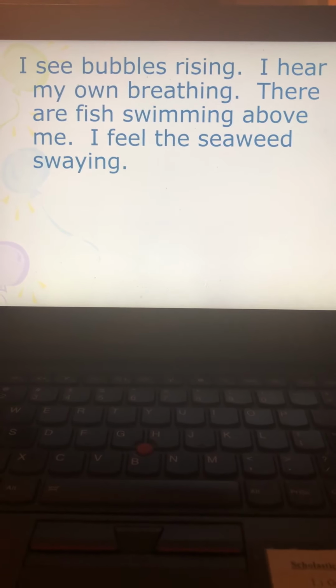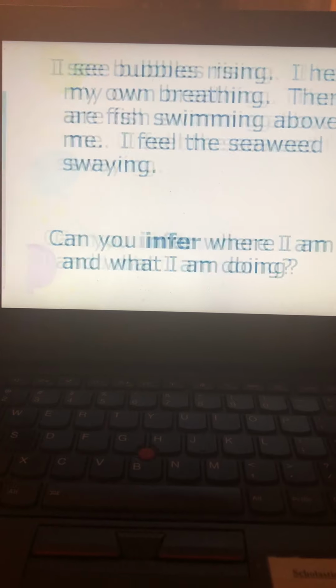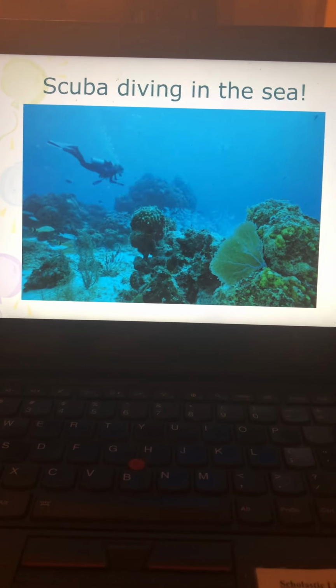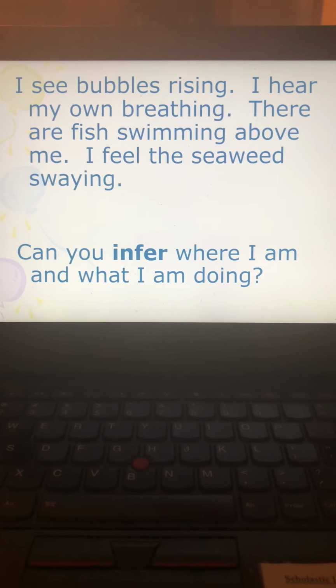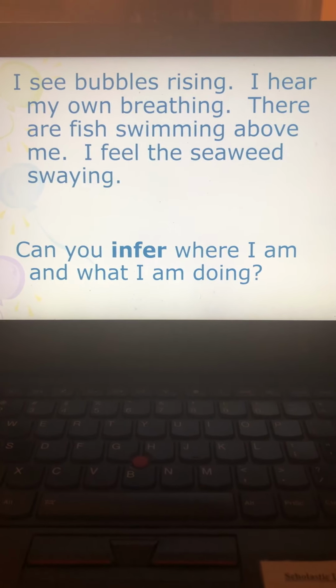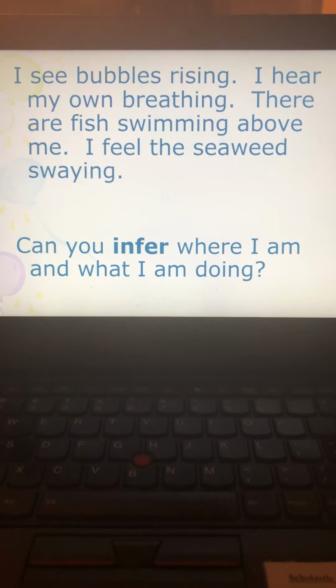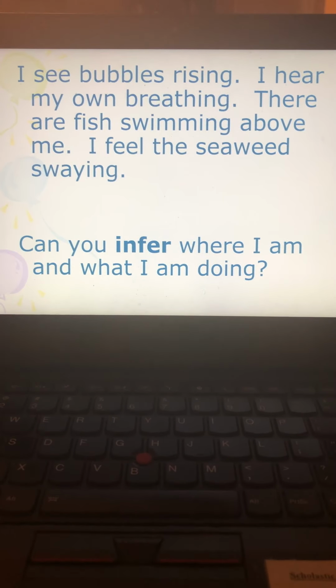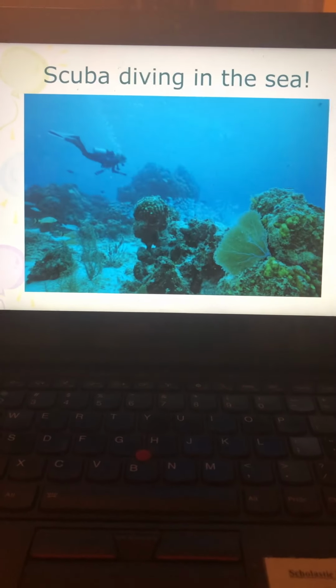Some of you may not have had this personal experience. You may not have the schema, but you've watched enough movies to know that this person is probably scuba diving in the sea. So you take the text, which is, you see bubbles rising. You know that they're underwater. I hear my own breathing. Well, people can't breathe below the water, so you must have some kind of apparatus. And there are fish swimming above me. So you gather all of the details presented in the text and you make a good solid inference.